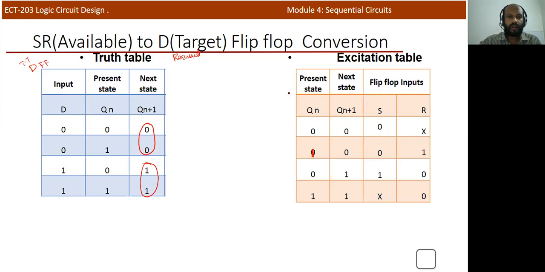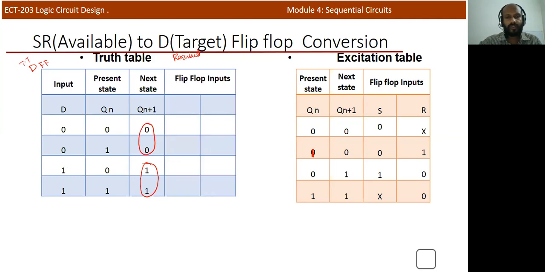Now we can modify the truth table of this D flip-flop by adding two more columns. That is, we will write the SR excitation table in the truth table itself. So we will extend this truth table by writing two more columns, that is, the flip-flop inputs. If it is an SR flip-flop, available only is SR, which means we will write the excitation table here.